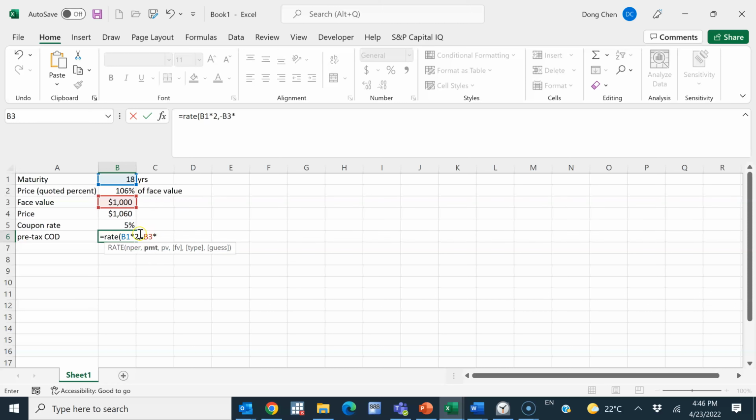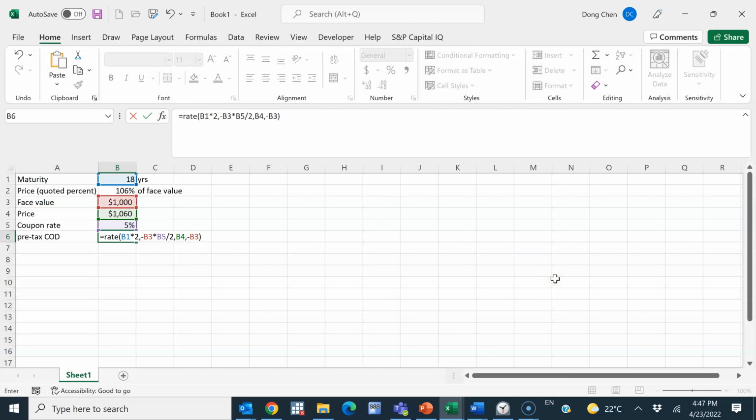So the payment will be the coupon rate multiplied by the face value. And don't forget that since we are calculating the semi-annual coupon payment, we need to divide this by 2. And the present value, since I have chosen to put the payment and the future value to be negative, now I need to put the present value as the positive number, which is right here. And finally, the future value, which is the par value, needs to be negative. So then we are done.